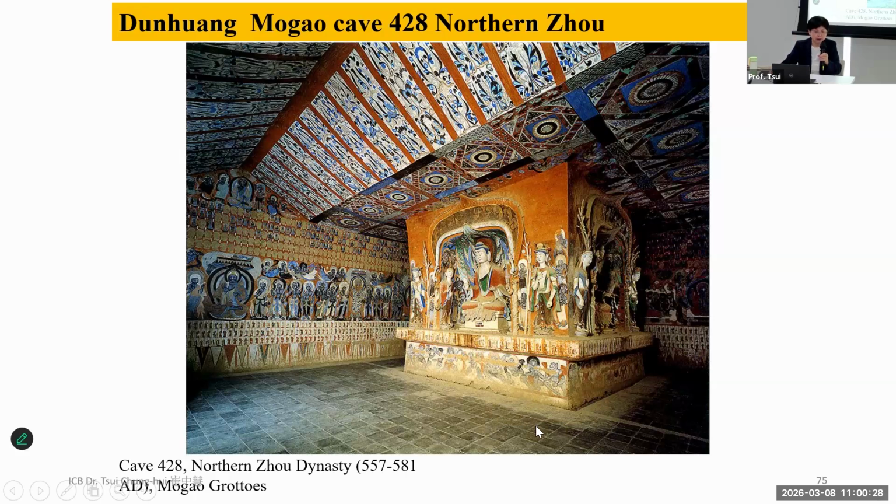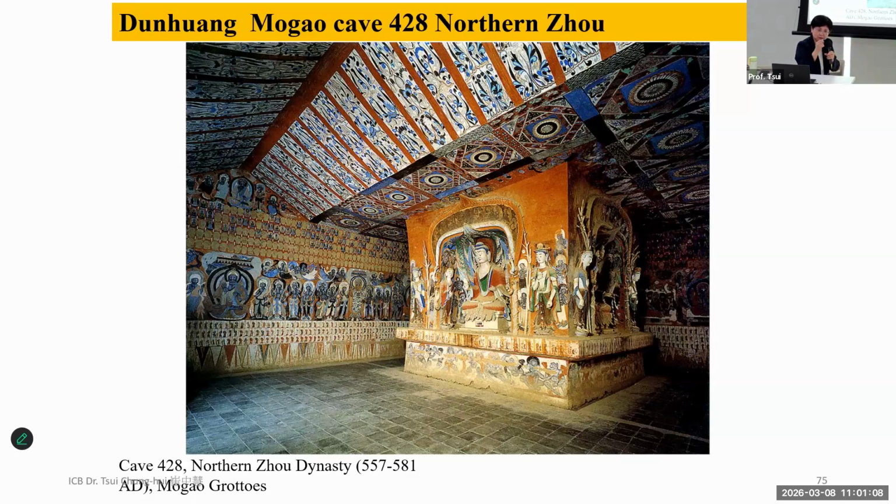So you can see the large scale of Cave 428. Based on the scholars' research, according to their study of the images of the donors, you can find on the lowest level here that the images of the donors were all depicted in the lower section of the wall. Each of the donor images contains an inscription with a name and identification.